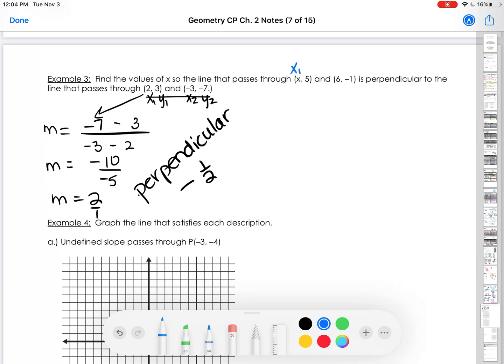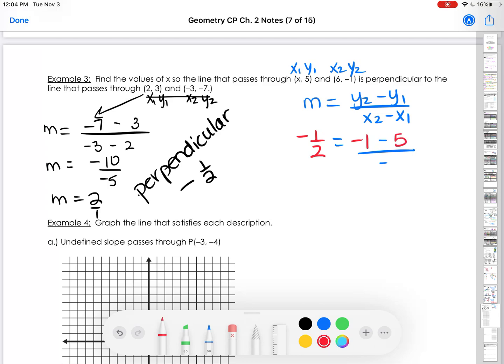So let's go ahead and take the slope of the second line. So we have x, well, really we have x, right? x1, y1, x2, y2. So when I go to take the slope, right, it would be y2 minus y1 over x2 minus x1. And let's just kind of plug in what we do know. So m is going to be -1/2. And that's what we got from before. Y2 we have is -1. We have y1 is 5, x2 is 6, and then x1 is x. So now we have to go ahead and solve for x.